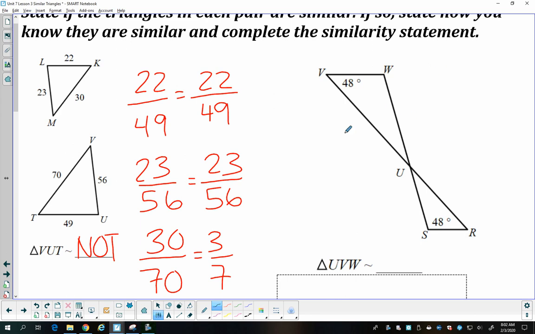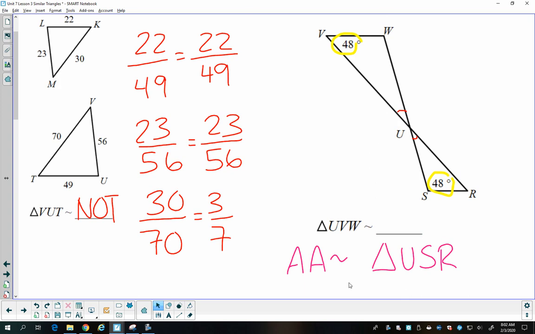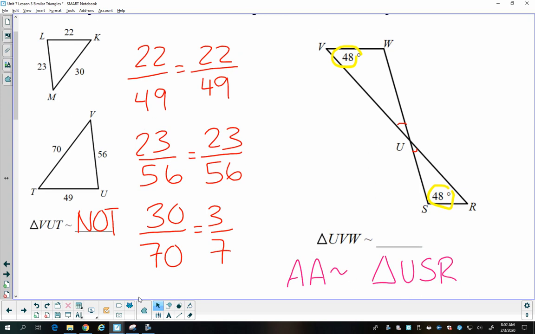These two triangles over here, I do have one pair of congruent angles. That's shown, 48 and 48, so V and S are congruent. And then I have vertical angles. And so I have two pairs of congruent angles, so these are similar by angle-angle. And then they named the first triangle UVW, so they went from that vertical angle to the angle that was 48 degrees. So we're going to go from the vertical angle U to SR to name our other triangle.